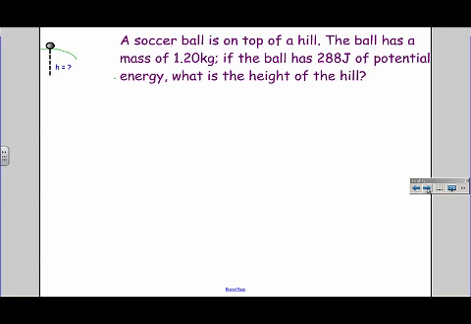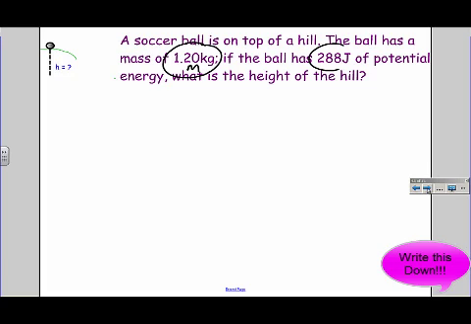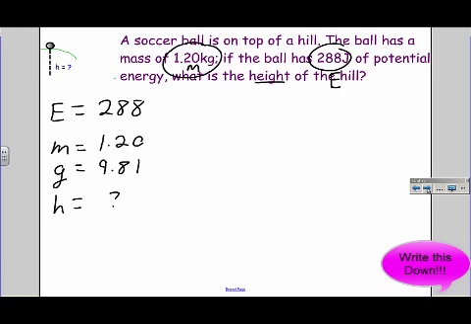For question number 2, we have to see what we have. So we have a mass that we're given, already in correct units. We are also given the energy. Okay, so it's asking what the height is. So that means we need to rearrange our equation. First, we're going to write down what we've got. And we have 288 joules of energy, 1.20 kilograms for our mass. We assume we're on Earth, so our gravitational acceleration is 9.81, and we don't know our height.